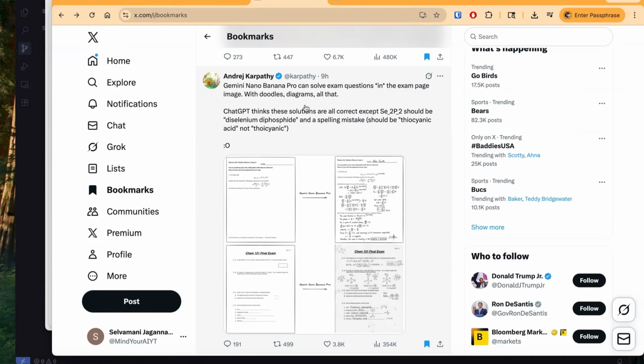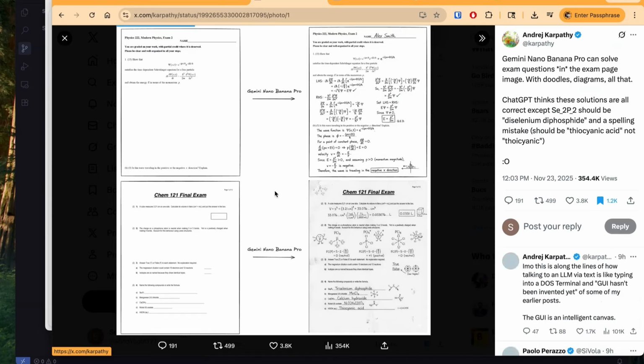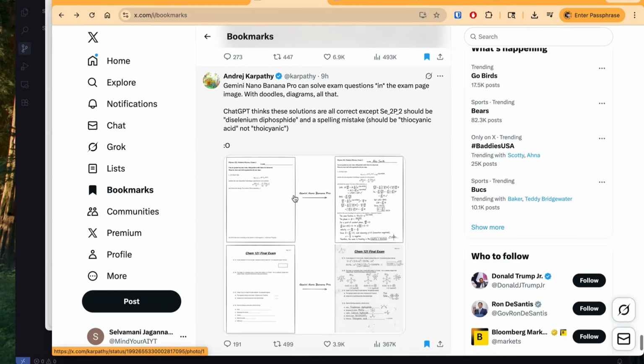Here is one that Andrej Karpathy, the popular ML engineer, posted. He took a math exam question paper and asked Nano Banana Pro to write down the answer, basically explain step by step. And it did. He used ChatGPT to verify the solutions. ChatGPT didn't find any mistakes, right? It found a couple of spelling mistakes, for example, but other than that, it basically said the problem is solved and it's correctly solved. Think about it, right? How could students use this? How could professors use this? How could researchers use things like this?